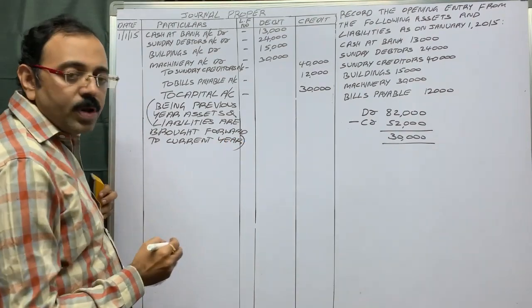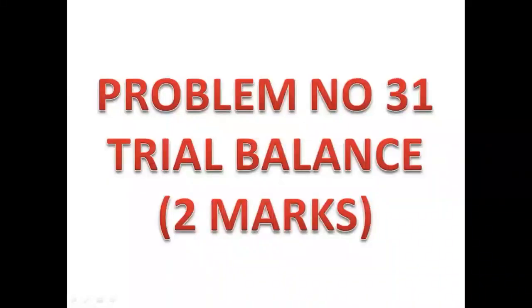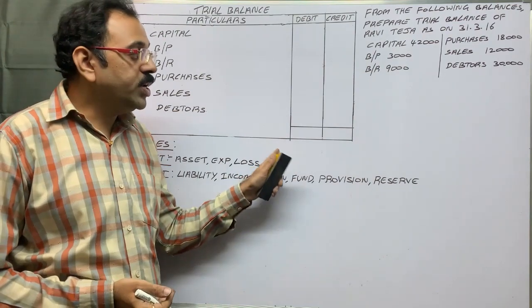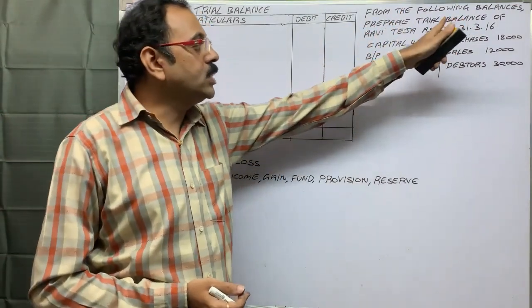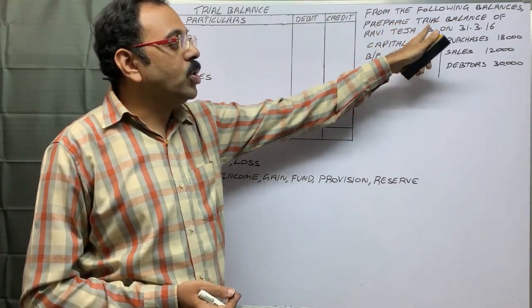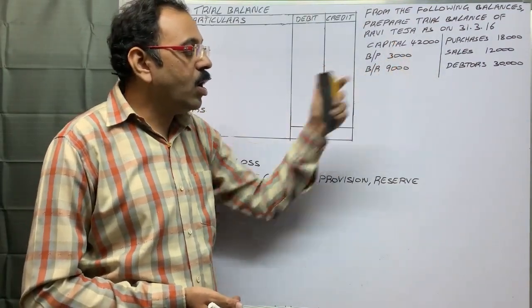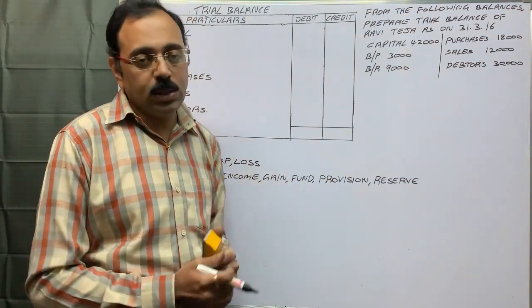Okay. Now close the table. This is journal proper. This is trial balance problem. It comes for 2 marks. See the question. From the following balances, prepare trial balance of Ravi Teja as on 31st March 2016. So from where they have taken all these balances? All these are ledger account balances.